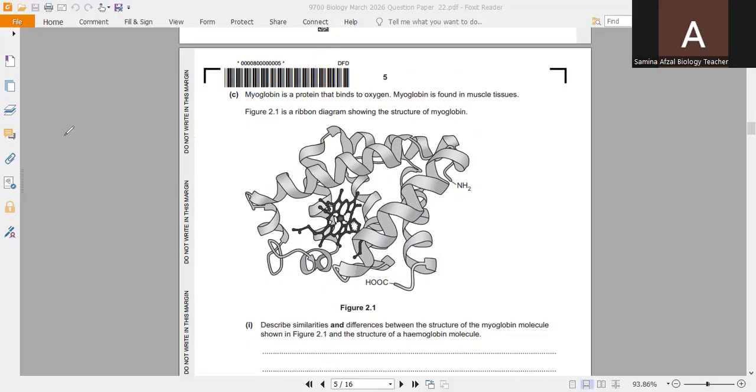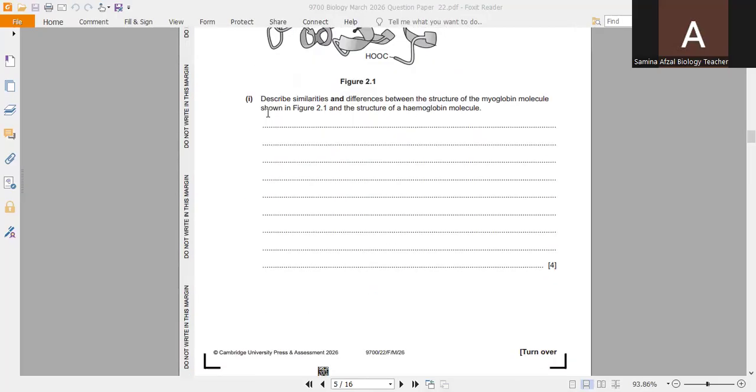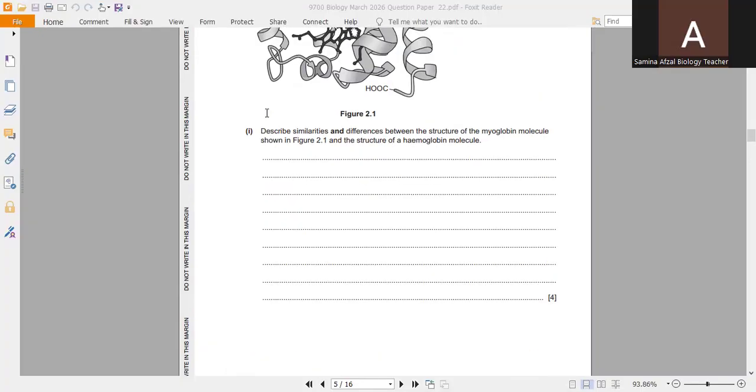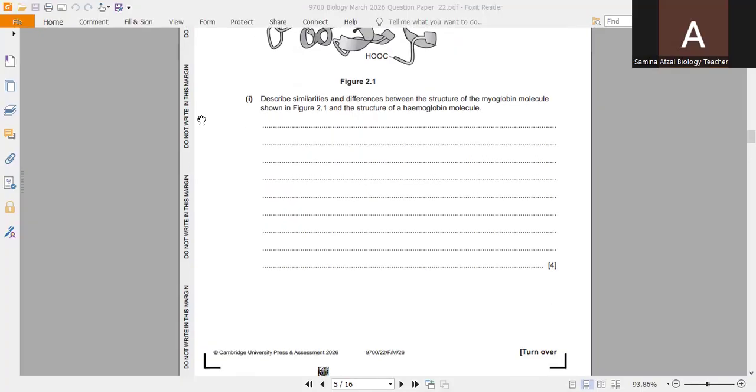So we have to write the similarities and the differences between these two types of proteins, that is myoglobin and hemoglobin. First of all, I would like to go with the similarities: the presence of a prosthetic group. Both of these molecules contain a heme group which contains an iron ion to bind oxygen, and both possess a high proportion of alpha helices.